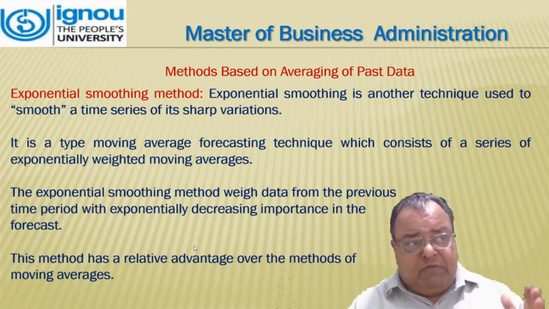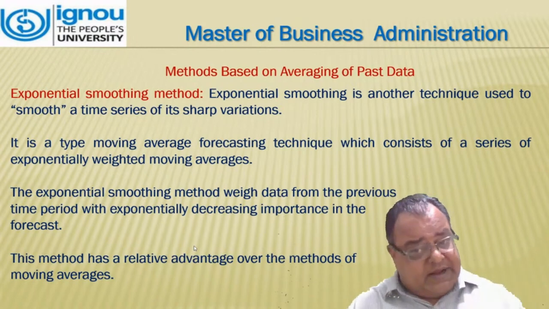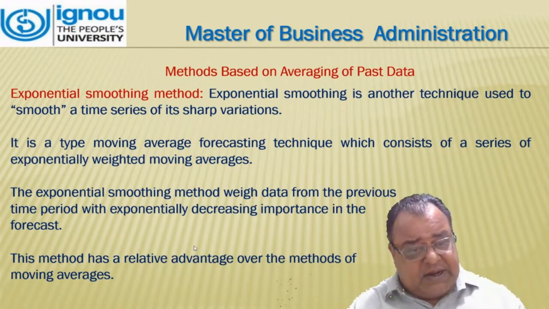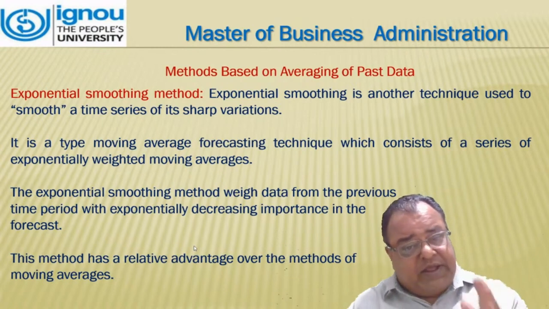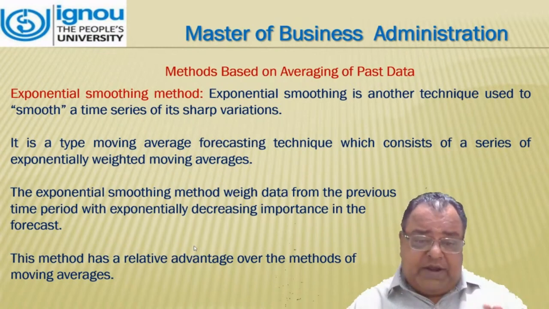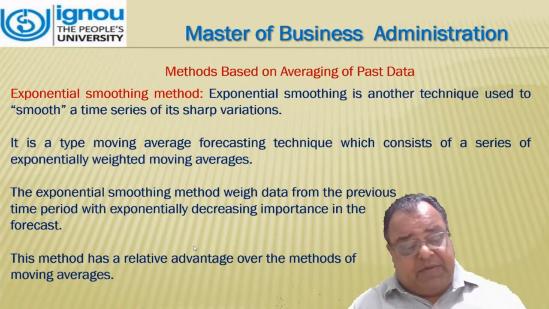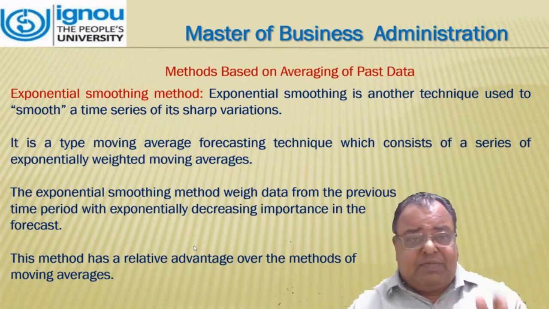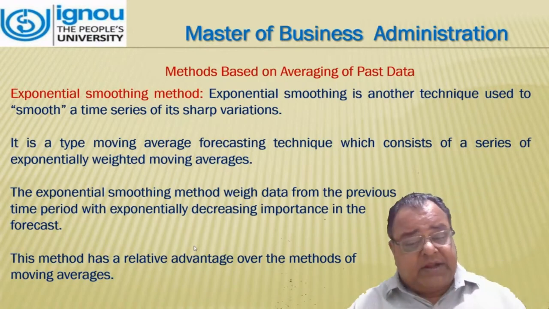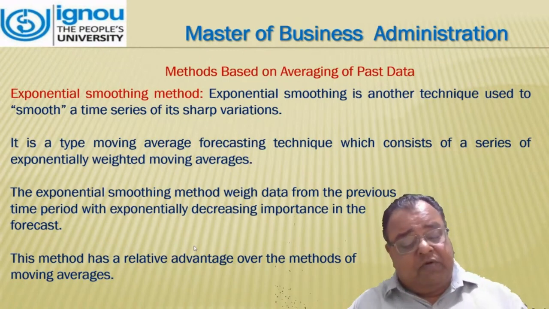It is a type of moving average forecasting technique, which consists of a series of exponentially weighted moving averages. The exponential smoothing method weighs data from previous time periods with exponentially decreasing importance in the forecast. This method has a relative advantage over the methods of moving averages.